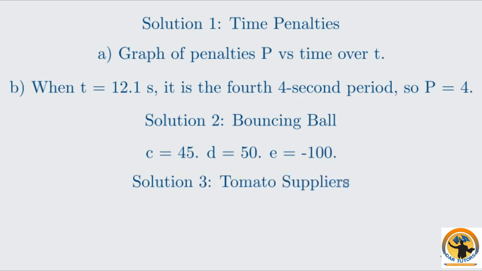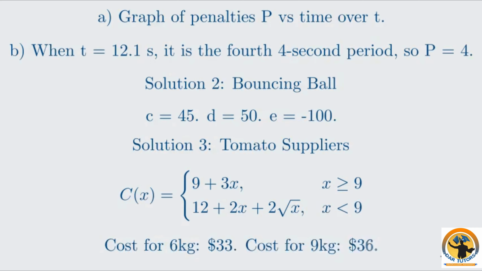For question 3, we first find where the 2 cost functions are equal, which happens at x = 9 kilos. Below 9 kilos, supplier B is cheaper. Above 9 kilos, supplier A is cheaper. The piecewise model reflects this choice. For 6 kilos, which is less than 9, we use supplier B's function, giving $30. For 9 kilos, either function gives the same cost of $36.